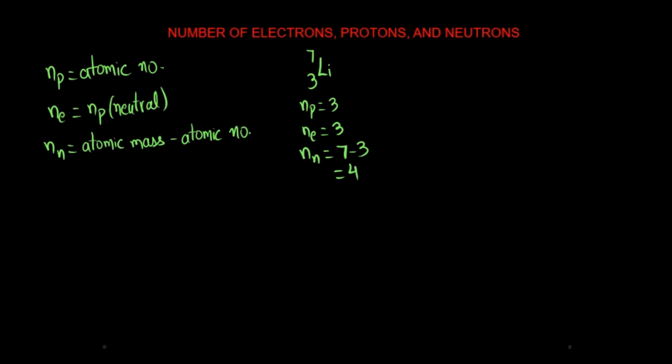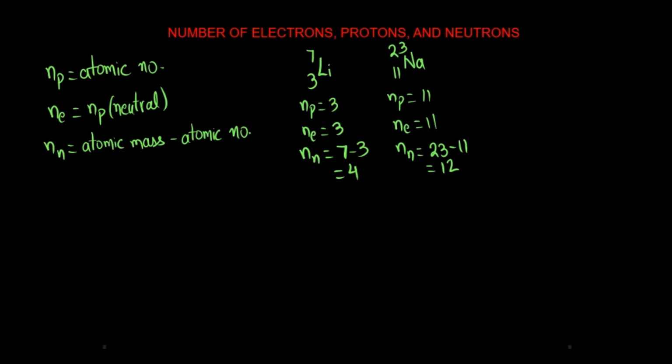Let's see one more example. We can look at sodium. The atomic number is 11. The atomic mass is 23. Number of protons is the same as atomic number, so 11. Number of electrons would be the same as the number of protons, so 11 as well, because there is no charge on sodium, it's a neutral atom. Number of neutrons would be atomic mass 23 minus the atomic number 11, which is 12.